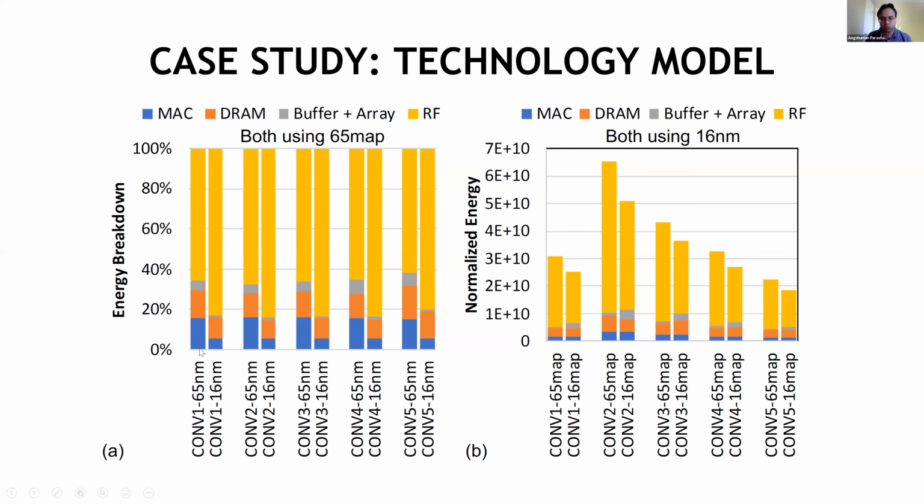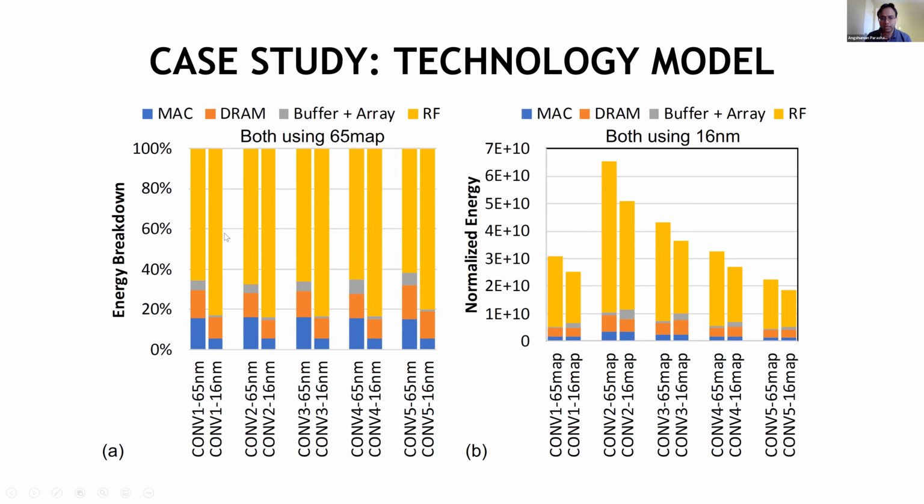And then within each workload, we're looking at two bars, each corresponding to a different technology node, so 65 nanometer and 16 nanometer. And then the y-axis shows an energy breakdown, and it's stretched out to be normalized, right? So it's just a percentage energy breakdown. And what this is showing is that the energy breakdown, so by the way, this is for the same architecture and the same set of workloads, right?